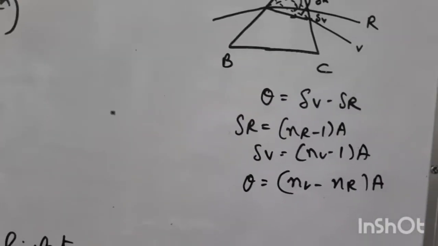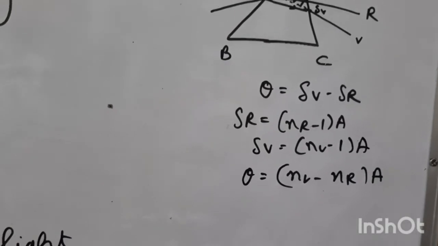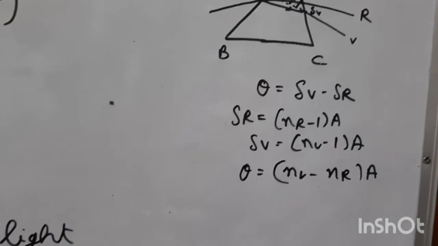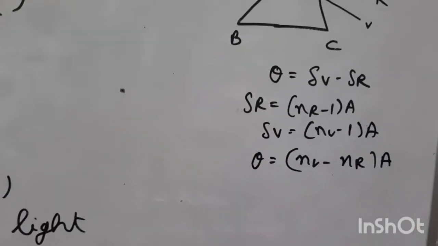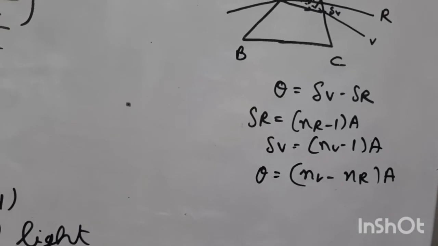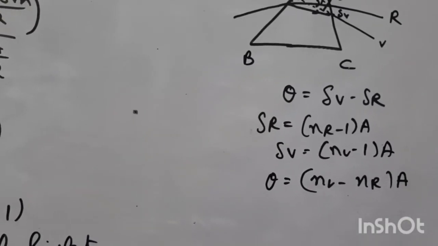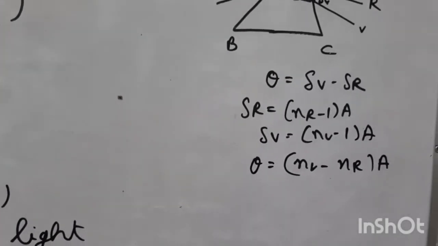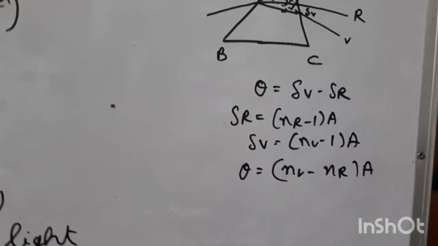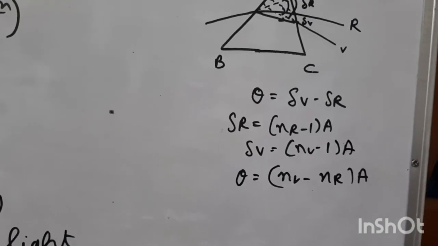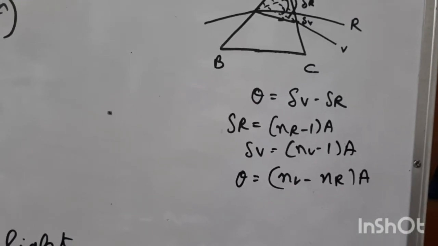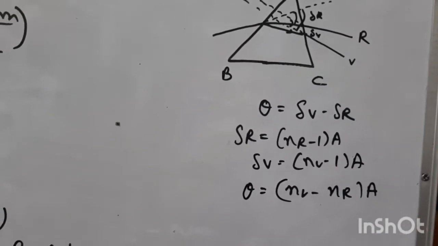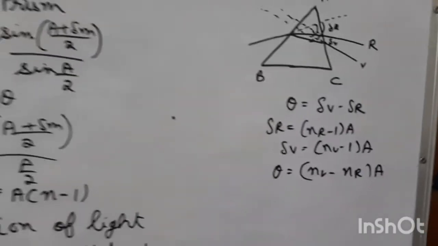So here theta is the angular dispersion, which is equal to delta V minus delta R, and by substituting the values we get the value of theta as (nV minus nR) into A. Now students, the delta R and delta V that we have taken here are not the simple deviations produced by the violet and red light. These are the minimum deviation. Delta V is the minimum deviation of the violet ray and delta R is the minimum deviation of the red ray. Okay students, this is the formula.